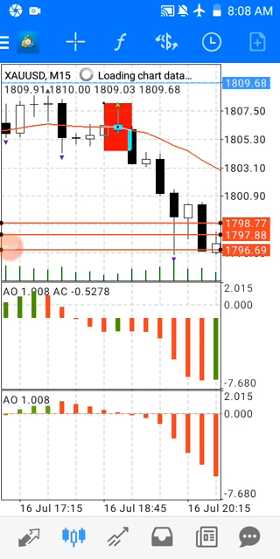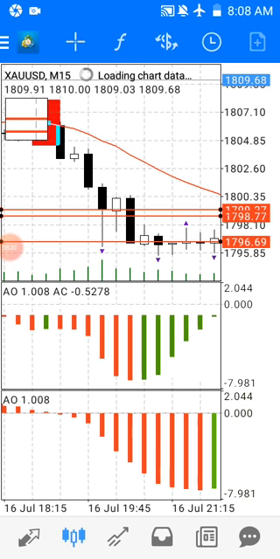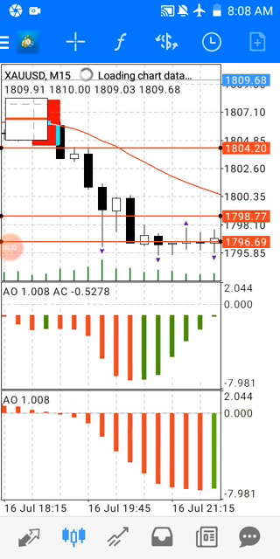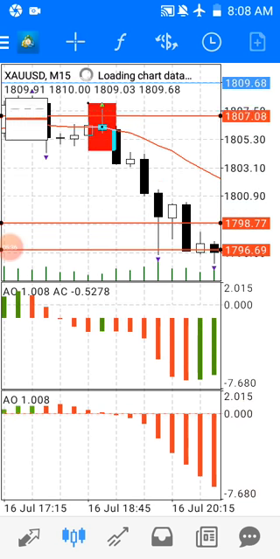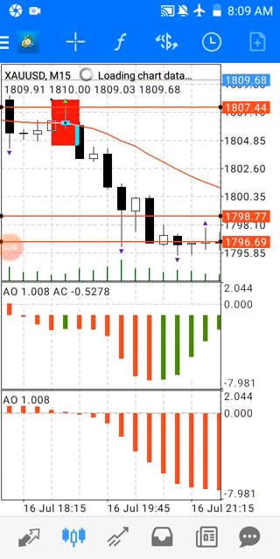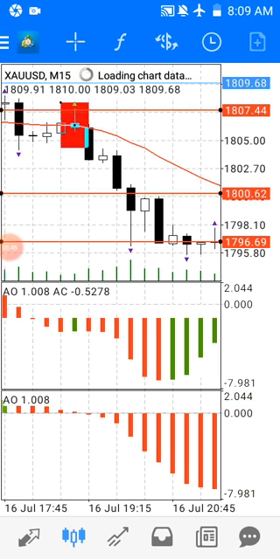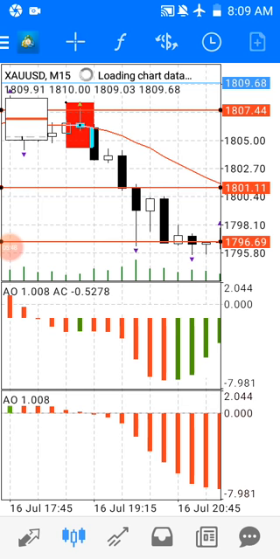This will be our trade entry. Our trade entry will be here, the closing price. Our stop loss will be the high of the signal bar. Our trade entry will be the third bar. This is the third bar around here.